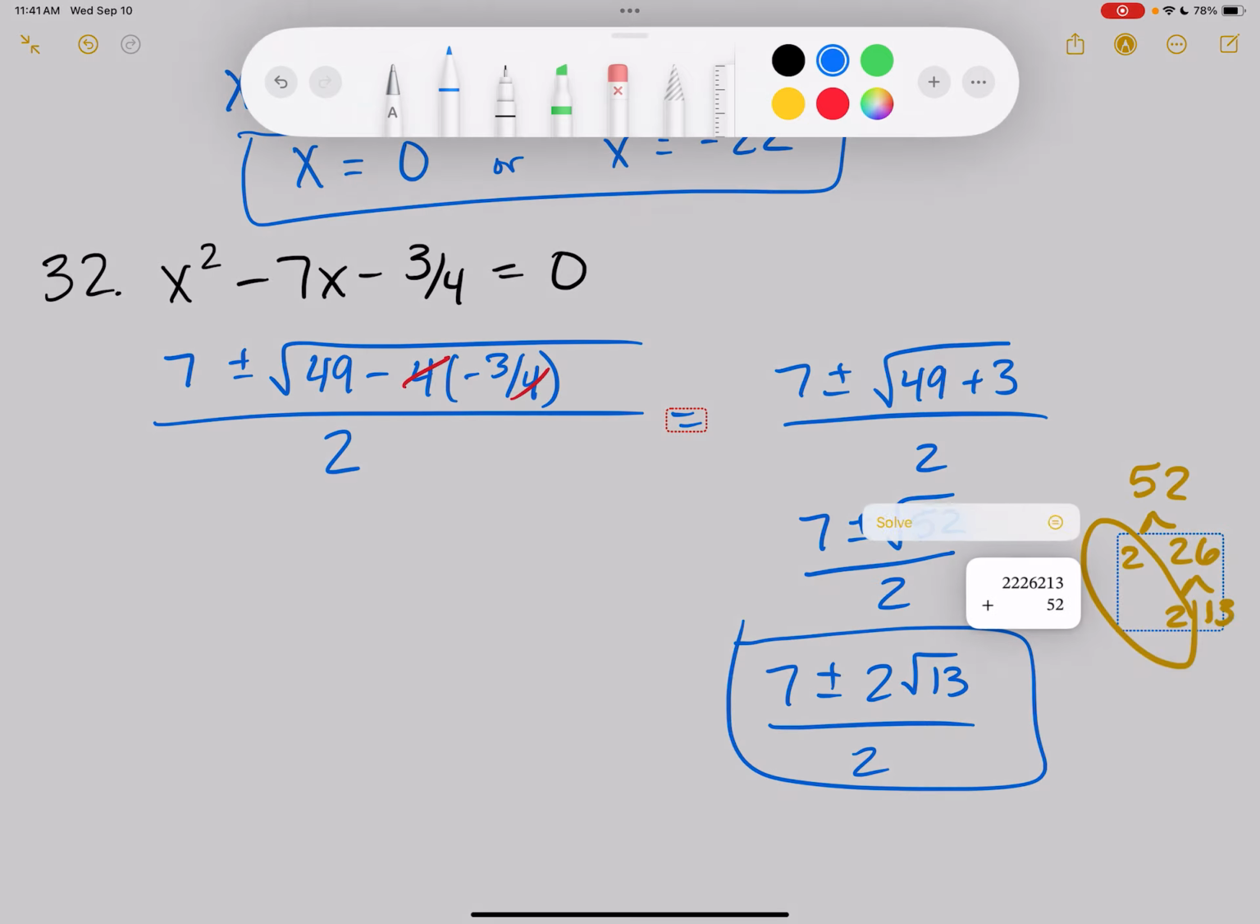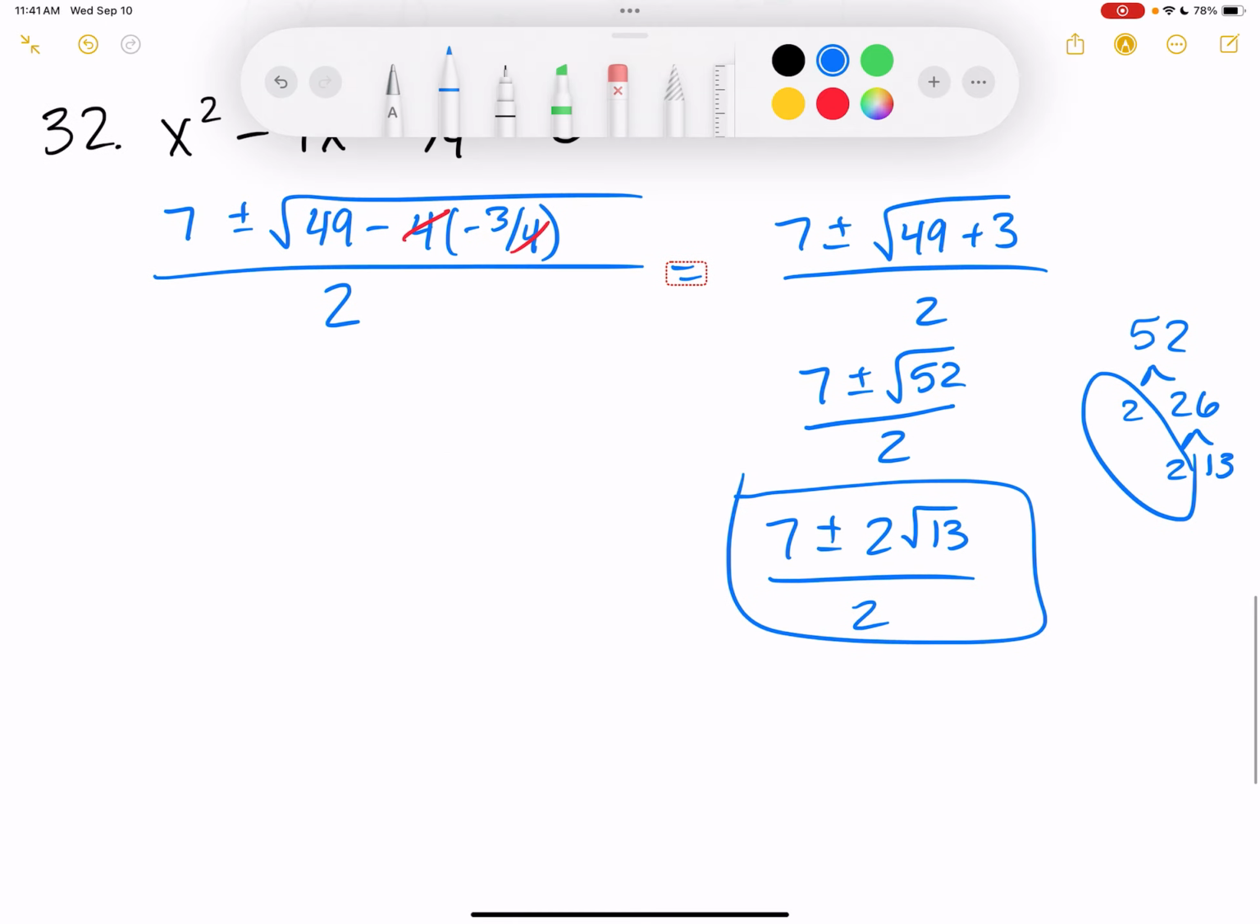Stop trying to solve it. Drive me crazy. Pick it up. All right, last one, I think. Yeah. 34.